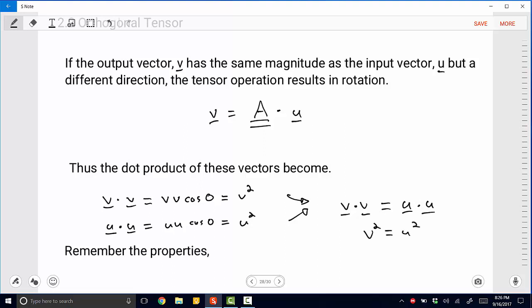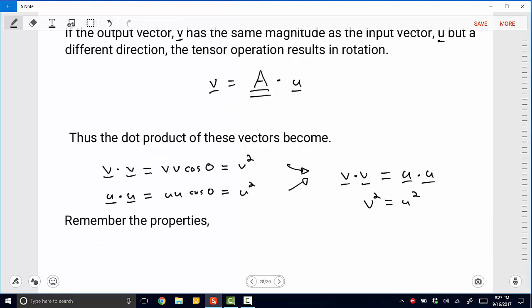Now, why are we doing this? We're saying they have the same magnitude, but the directions are different. So if we did v is equal to u, that wouldn't work. Their sense is not the same, but the magnitudes are the same, right? So where are we going with this? Well, let's remember some useful properties that will allow us to move forward.